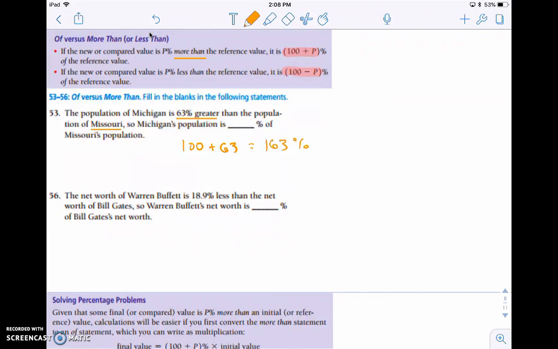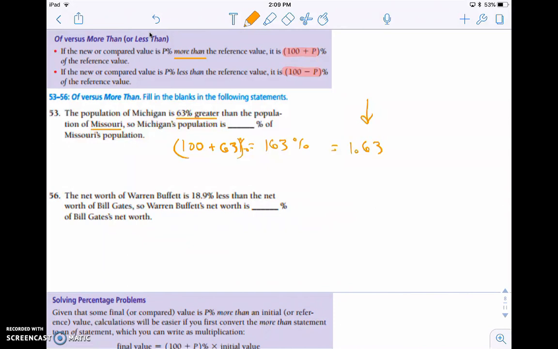Where this is going to come in handy is when we have to do some calculations and have to compare the two. We're going to take the 163% and change that to a decimal, 1.63, and then when you have to do calculations with comparing Michigan and Missouri, we're going to be using the number 1.63. So we go from a percent down to a decimal.